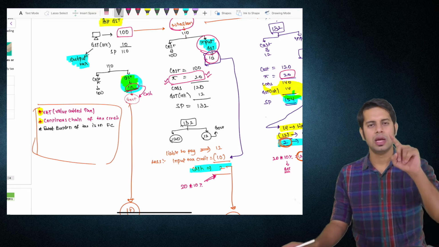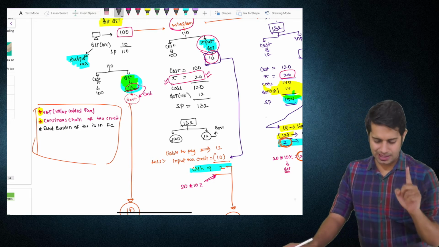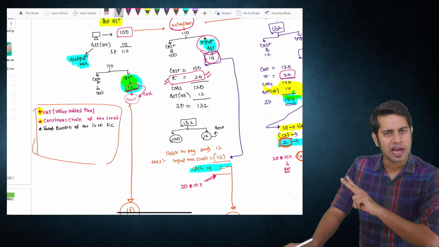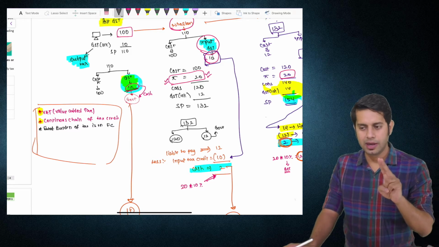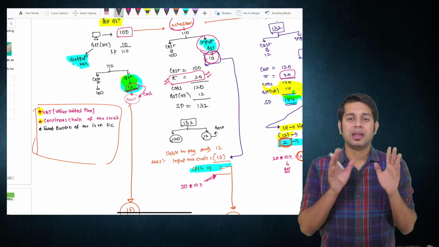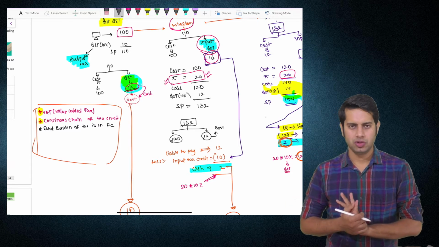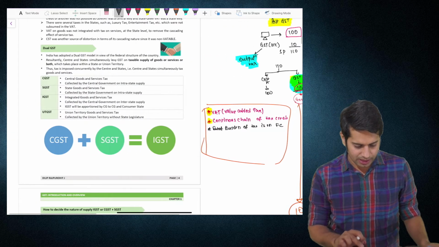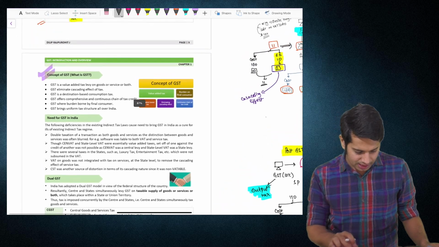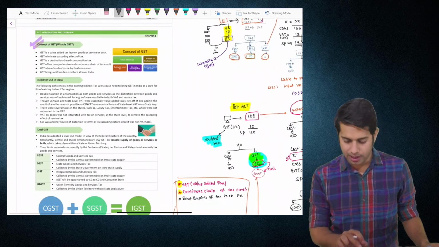So point number 1 is what? GST is a value added tax. Point number 2, there is a continuous chain of tax credit which is available under GST. And point number 3, the burden of the tax is on the final consumer. It is the final consumer who has to pay the entire amount of tax.